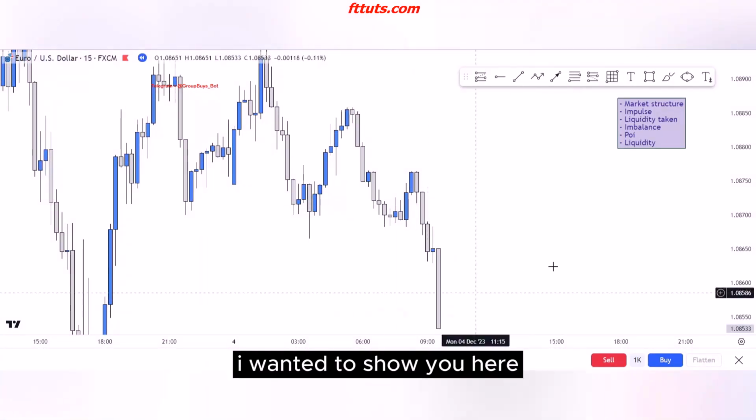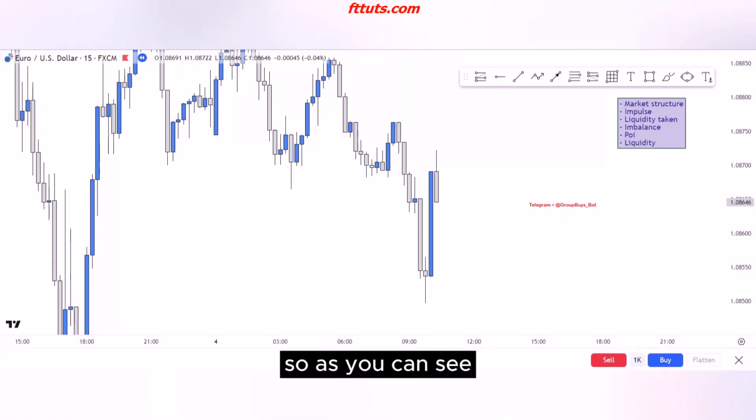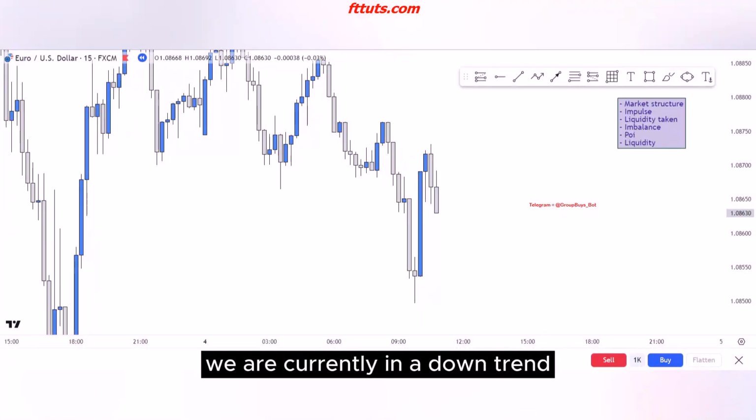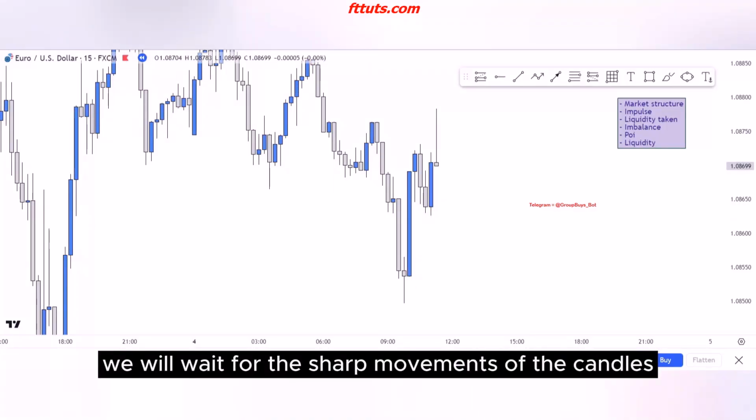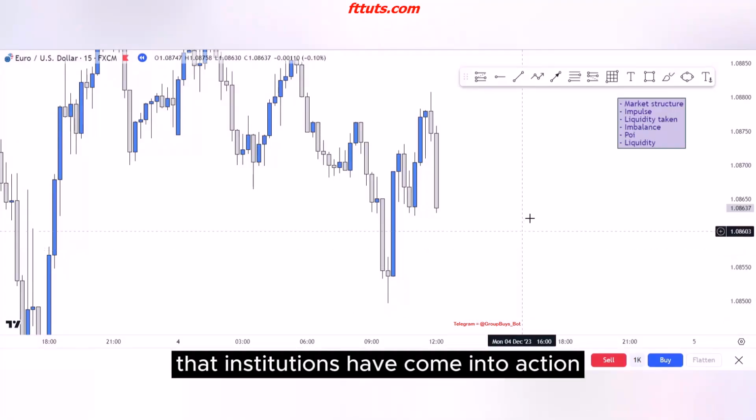I wanted to show you here another classic example of a trade. As you can see, we are currently in a downtrend. We will wait for the sharp movements of the candles, which will indicate to us that the institutions have come into action.